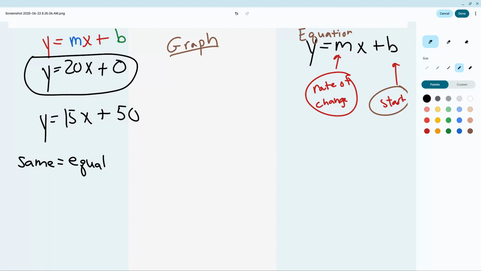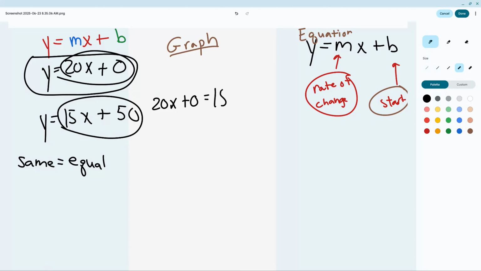Well, we've been learning how to solve equations with variables on both sides. So that's what we're going to do. We're going to make this y equals this and y equals this. Since they're both equal to y, we can make them equal to each other. So here's what we're going to do. We're going to write 20x plus 0 is equal to 15x plus 50.